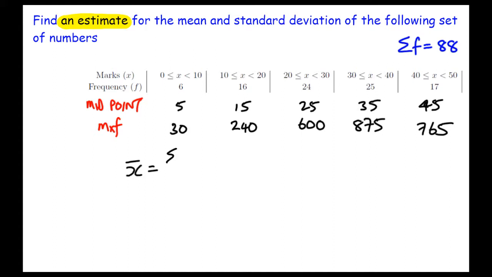Previously, we saw that x bar was the sum of the x values divided by n. So we have a similar formula here, but the x values we found by using frequencies and midpoints. So this is going to be replaced by the sum of fx, and n, as we said earlier, we're going to refer to as the sum of the frequencies. So x bar is the sum of f x divided by the sum of f.